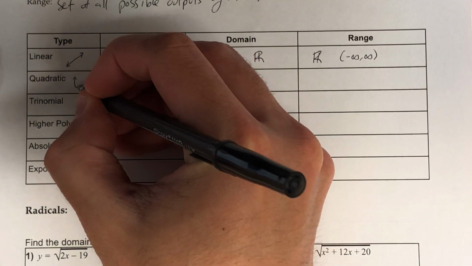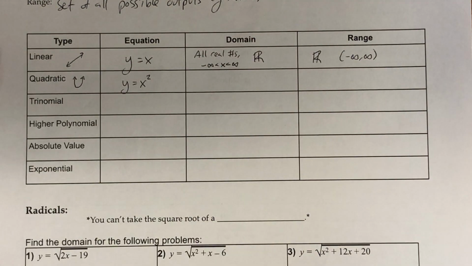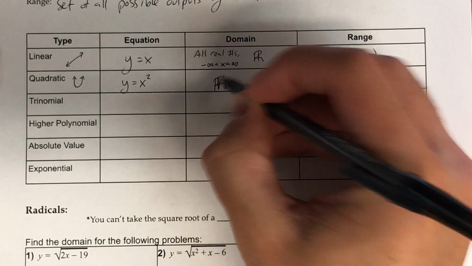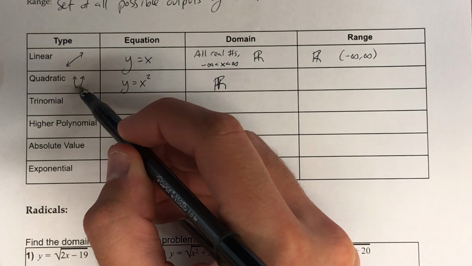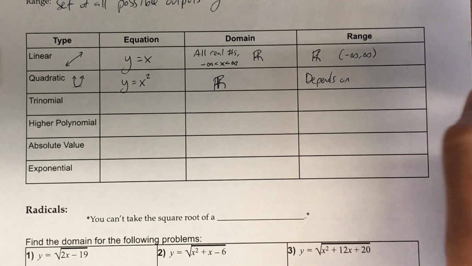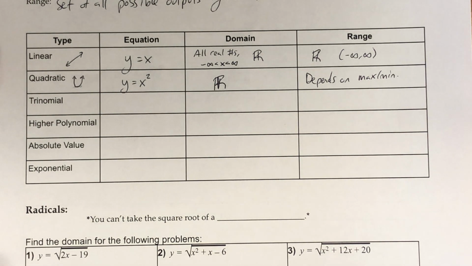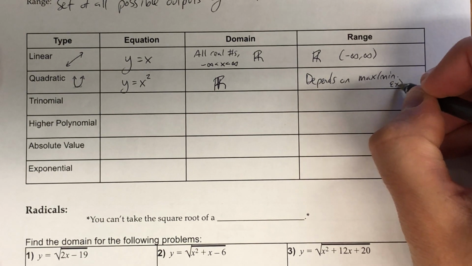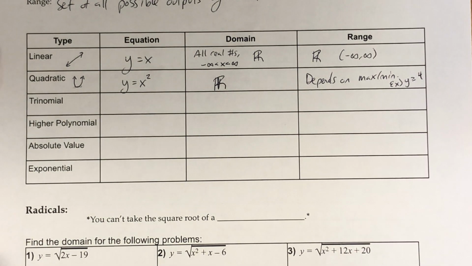Quadratic functions, remember? So those are our parabolas, or y equals x squared. The domain, so the x values, those are always going to be all reals. The range, remember with quadratics, does have a maximum or a minimum value. So the range depends on max or min. So for example, it'd be like y is greater than or equal to 4 or something, if the minimum's at 4.